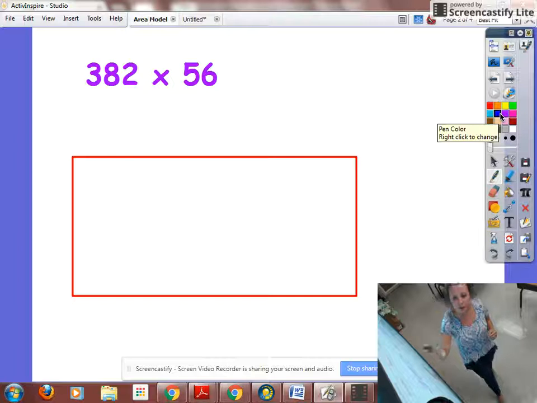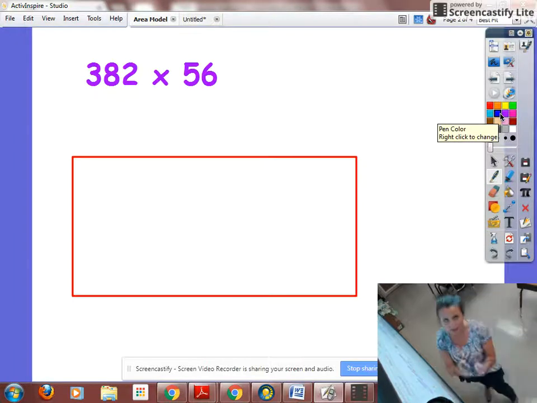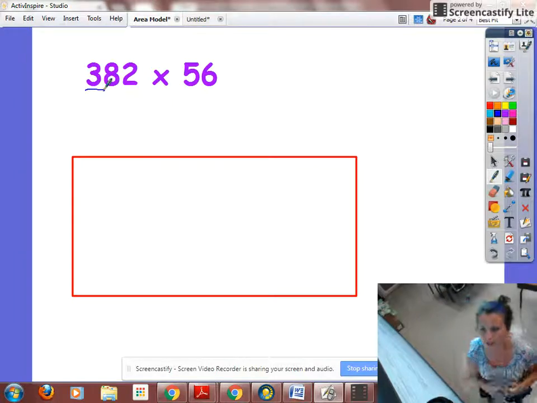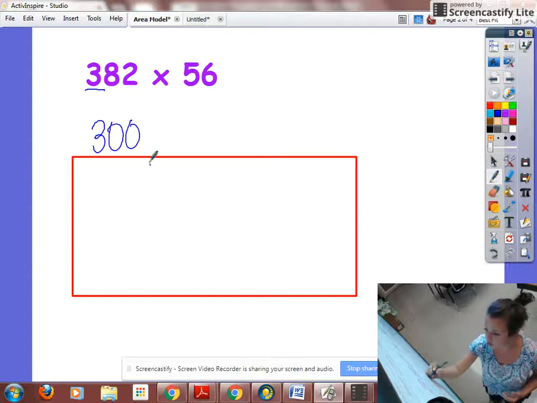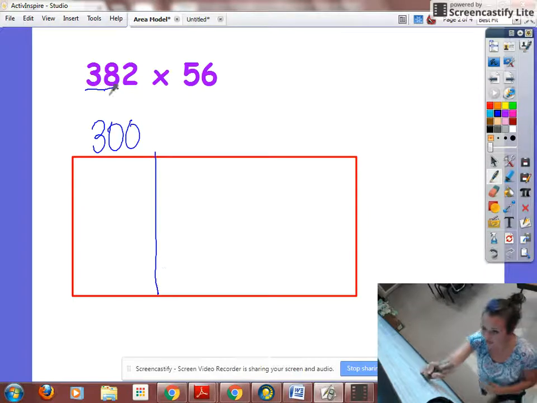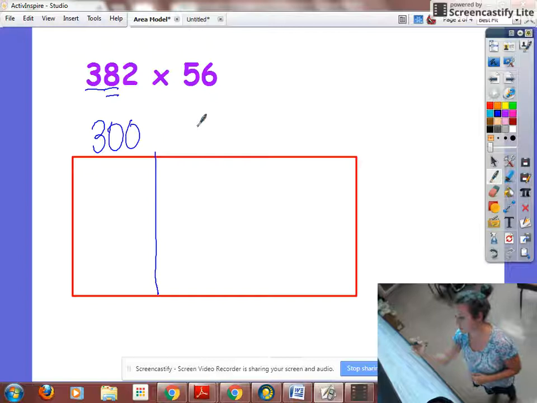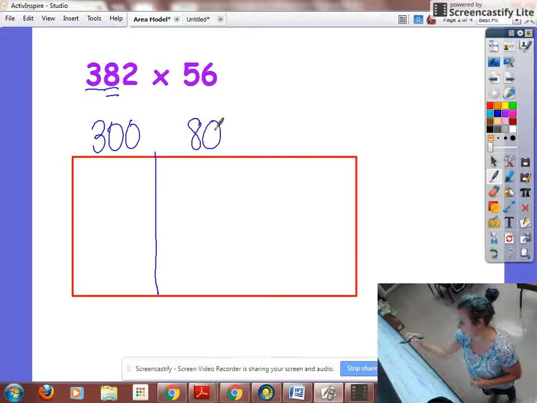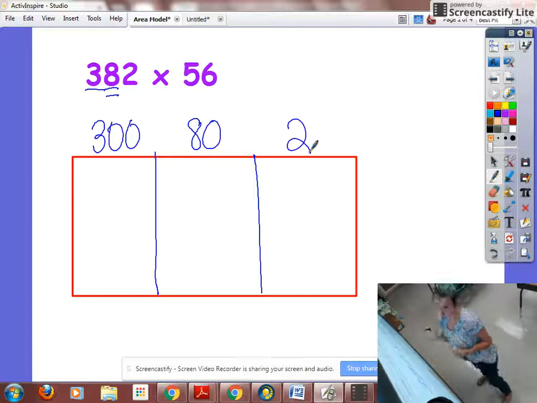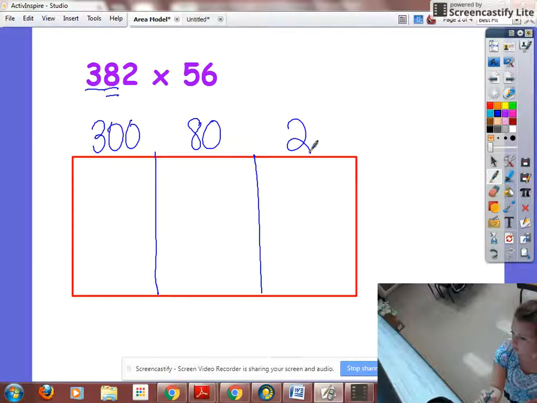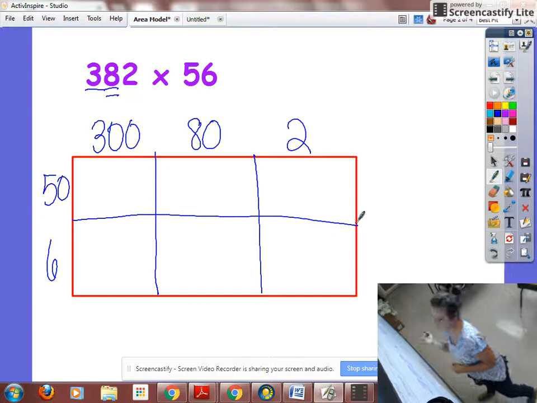We're going to take the first number, 382, and break up each digit to see what value it is. So the 3 is in the hundreds place, meaning that 3's value is really 300. The 8 is in the tens, making it 80. And then the 2's in the ones. So then we have 50 and 6 for the separate second number.